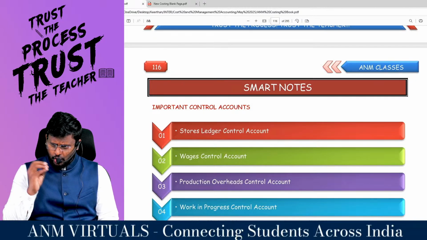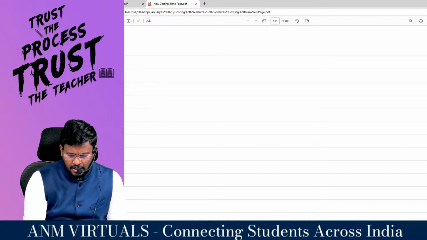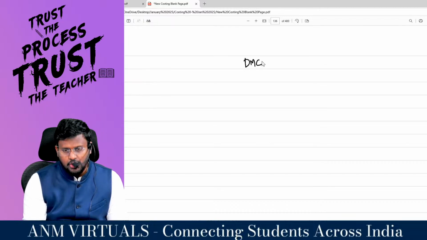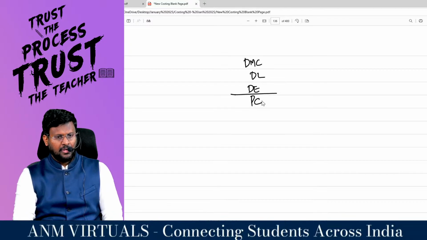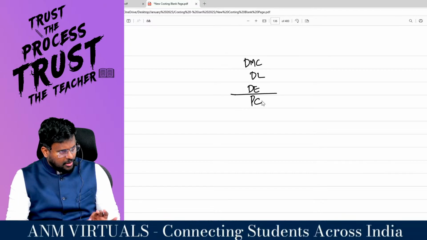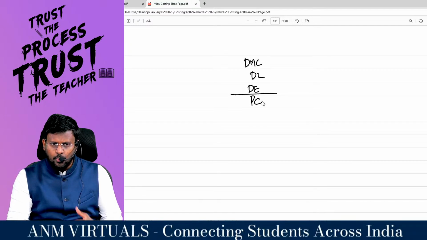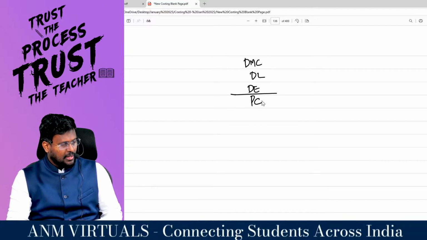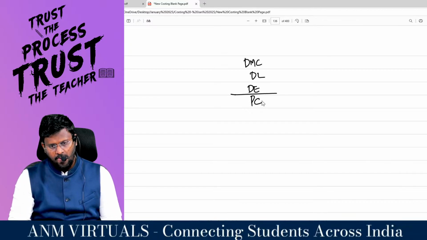So basically a cost sheet. In a factory, we have to incur the direct material consumed, direct labor and direct expenses. You will get the prime cost. This is the primary cost which we will be incurring to manufacture a product. Without incurring this cost, we can't manufacture a product. That is why this cost is called prime cost.